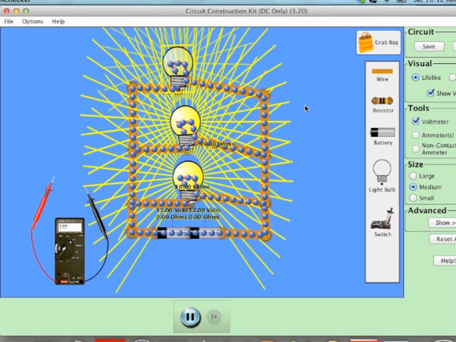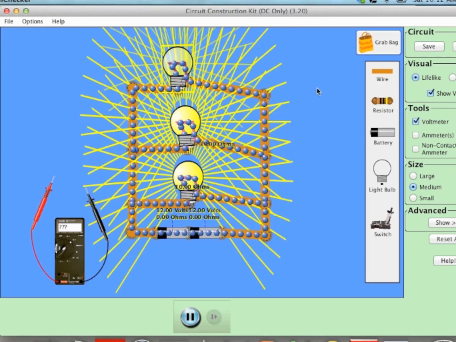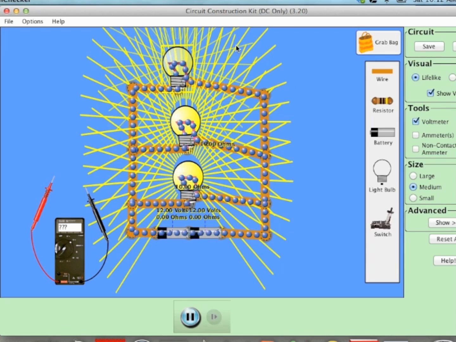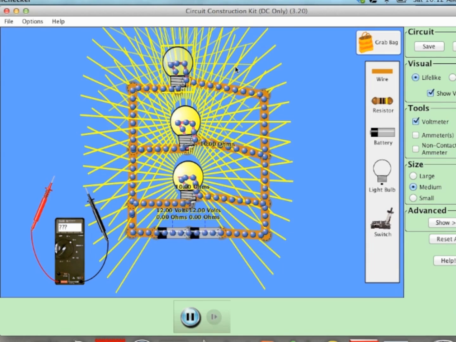We have a general decrease in brightness, but specifically we see that the top bulb is less bright than the other two. If you look closely at the rays coming from that top bulb, you'll see that they're thinner and less intense than the rays coming out of the bottom two bulbs. Now, why is that?